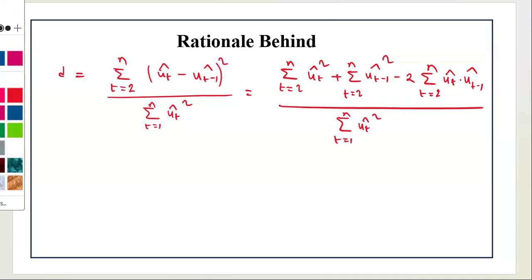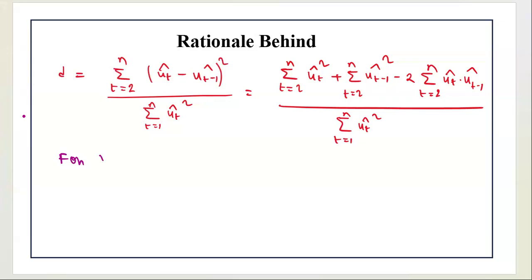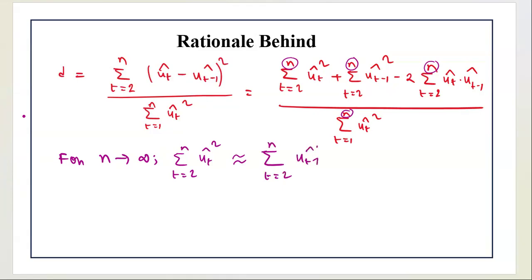Now, what we will say is that for n tends to infinity, when this n tends to infinity, can you say what will this value be? You can pause the video, you can think for yourself. When n tends to infinity, there is this upper bound, this tends to infinity, what will happen to these expressions? So when n tends to infinity, summation t from 2 to n ut cap squared will be approximately equal to summation t from 2 to n ut minus 1 cap square.